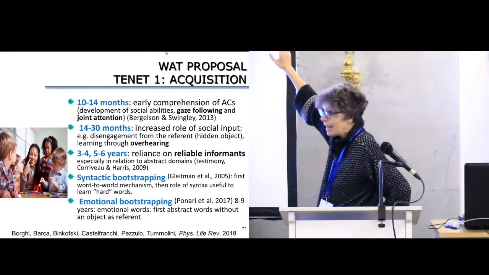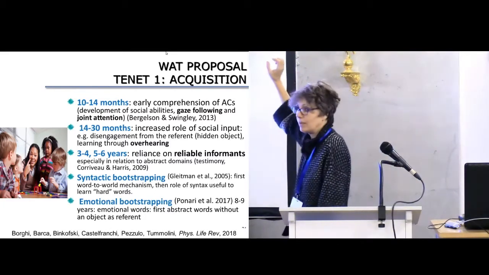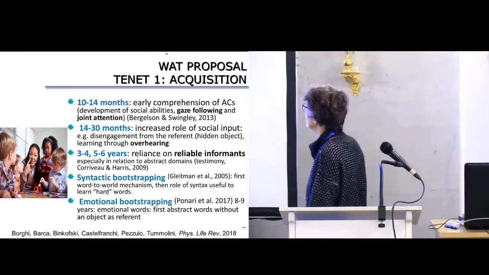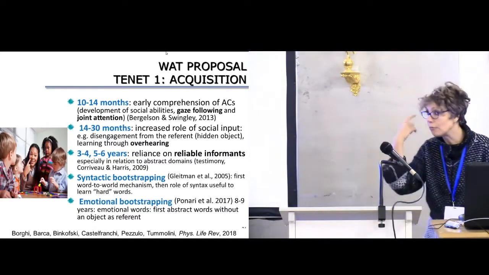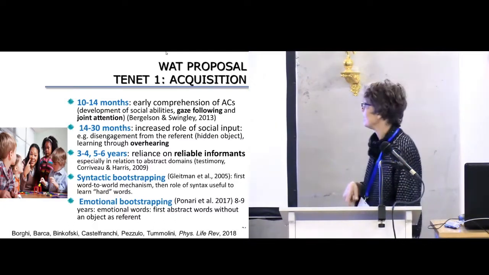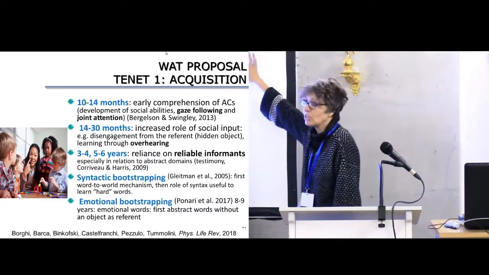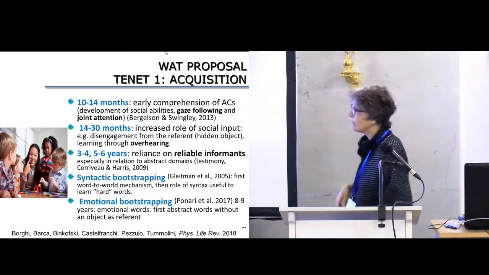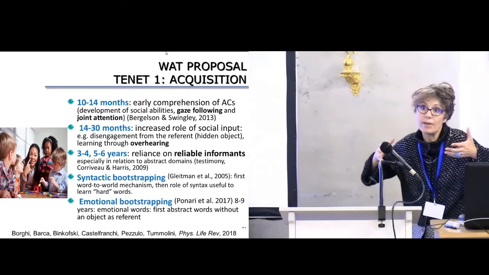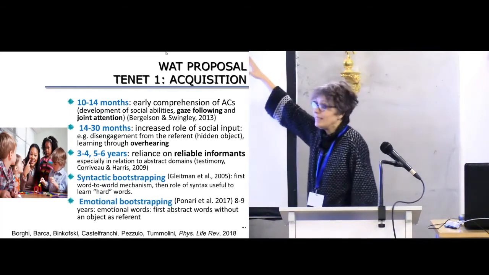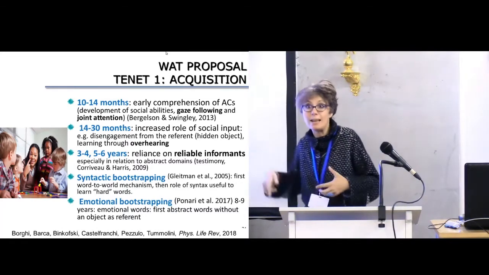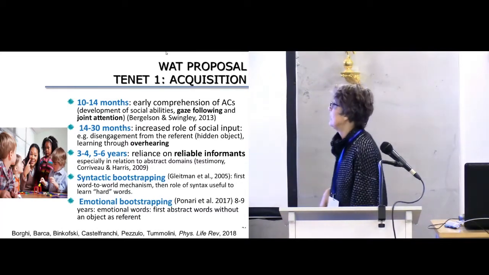And the authors relate this to the development of important social abilities, such as the ability, around 10 to 14 months, to follow gaze and object attention. Later, the idea is that the role of social input increases. For example, children disengage from physical objects, and they learn through overhearing.